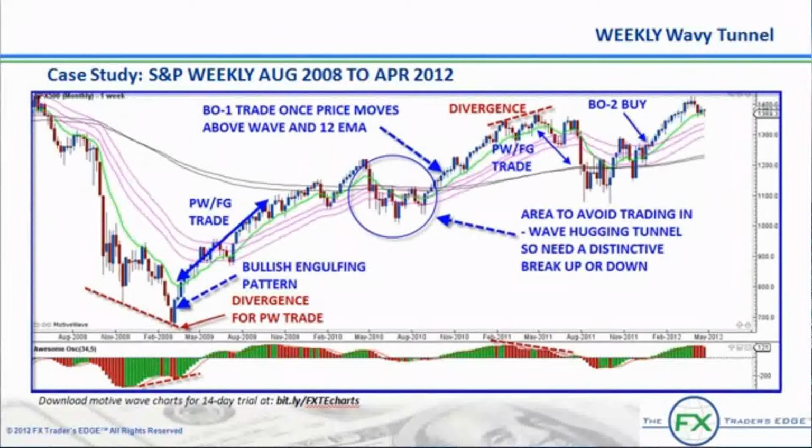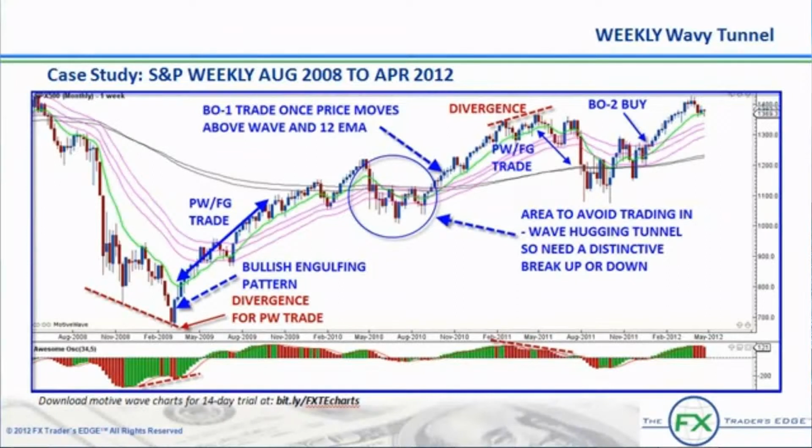Weekly wavy tunnel, case study, S&P Weekly, August 2008 to April 2012. This is the second of two weekly S&P charts. Starting from the left, we have a beautiful PW-FG combo trade. Notice the divergence in the awesome oscillator and the bullish engulfing pattern at the market bottom. Price reaches the tunnel, at which point it trades sideways for several months. This circled area is the area in which to avoid trading, as it is the corrective zone.